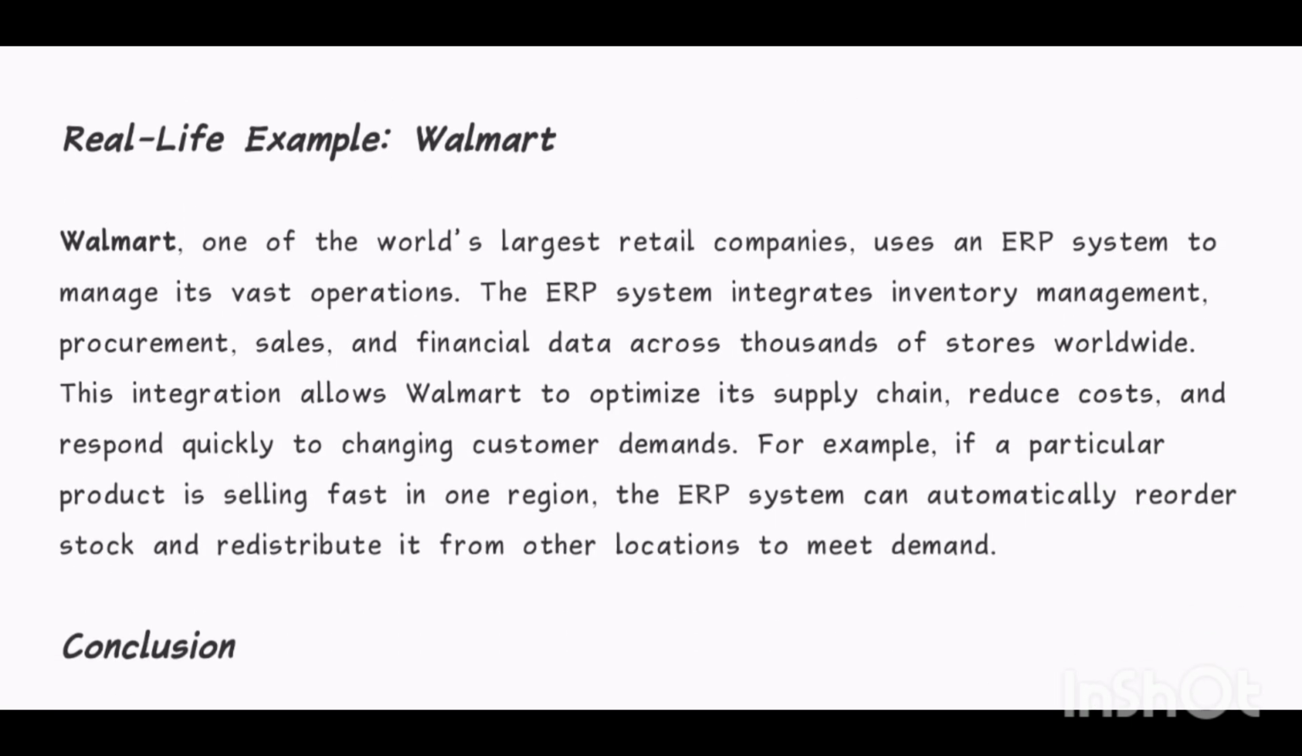Real-life example. Walmart, one of the world's largest retail companies, uses an ERP system to manage its vast operations. The ERP system integrates inventory management, procurement, sales, and financial data across thousands of stores worldwide. This integration allows Walmart to optimize its supply chain, reduce costs, and respond quickly to changing customer demands. For example, if a particular product is selling fast in one region, the ERP system can automatically reorder stock and redistribute it from other locations to meet demand.